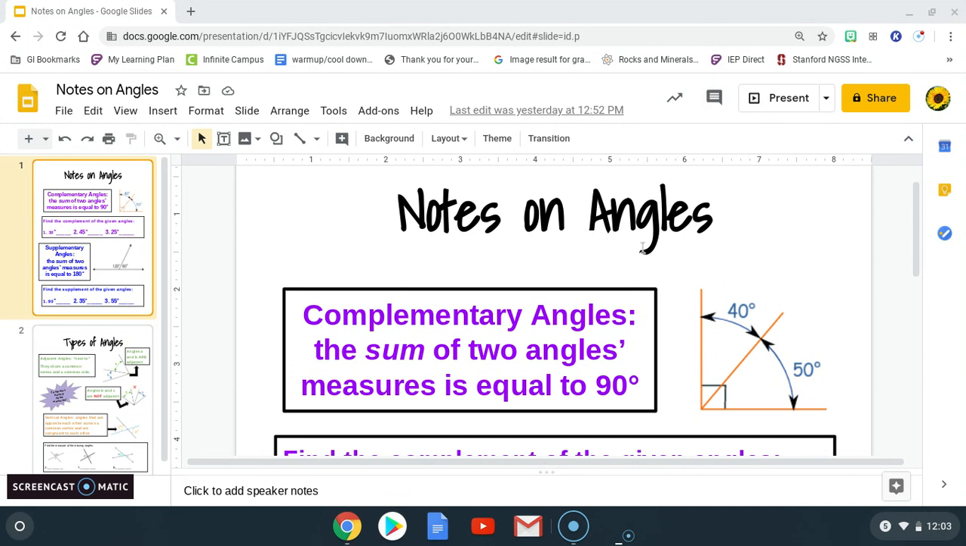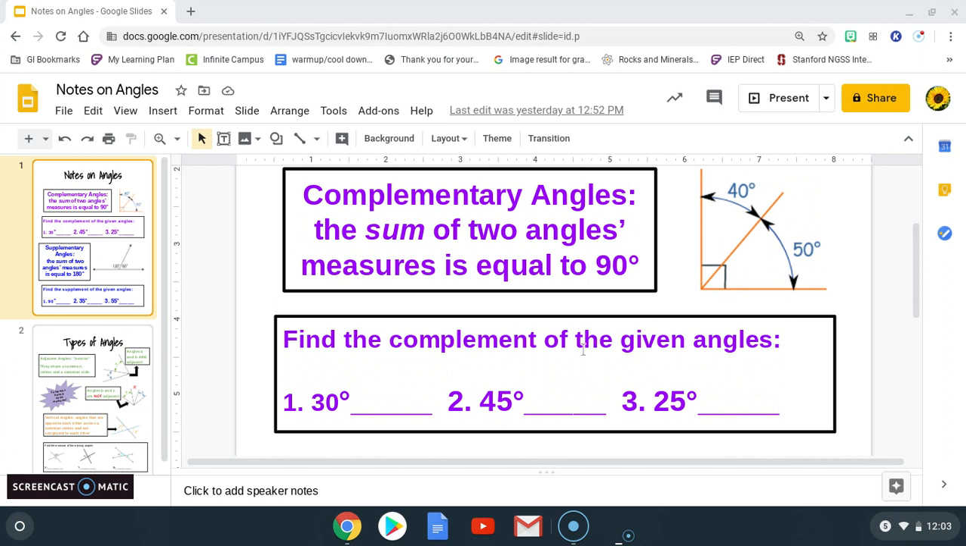So complementary angles is when the sum of the two angle measures is equal to 90 degrees. So that means if, like here, this little square tells you that this is a right angle, which means that the whole angle together is 90 degrees. So because 40 plus 50 is 90, this is an example of complementary angles.